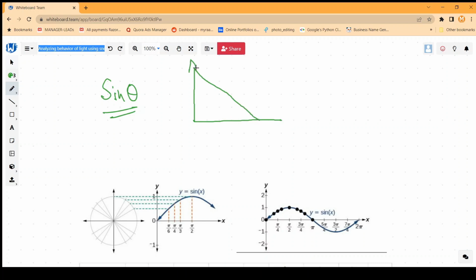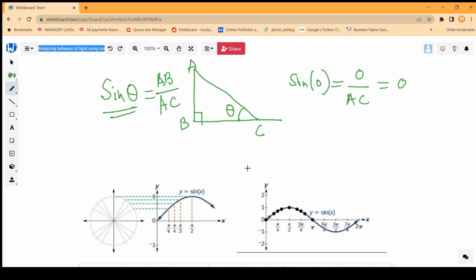Okay, so this is A, B, C. This is the right angle. This angle is theta. Sine theta is nothing but the ratio of AB, the perpendicular, divided by the hypotenuse AC. So we just need to measure the length AB and divide it by AC. So what will be the value of sine 0? Imagine this angle is becoming 0, which means that AB is equal to 0 and we divide it by AC. So sine 0 is going to be 0.